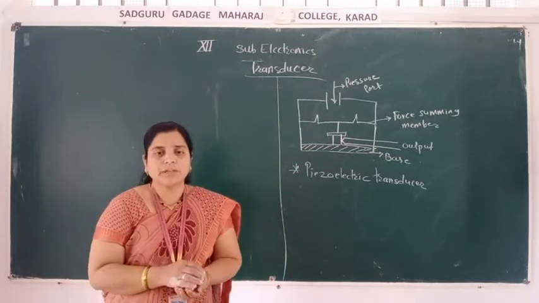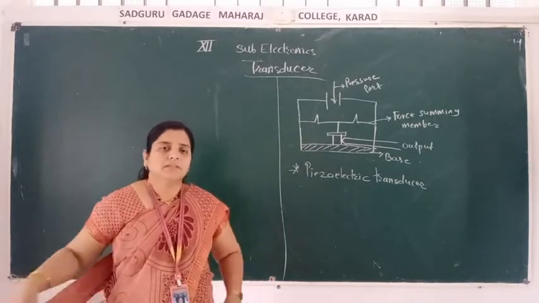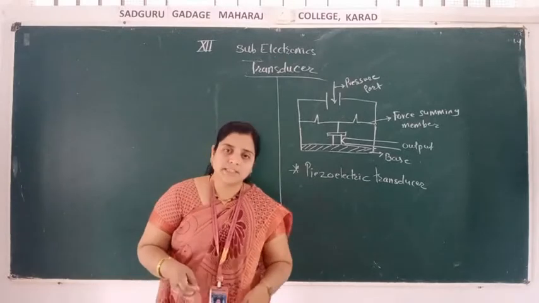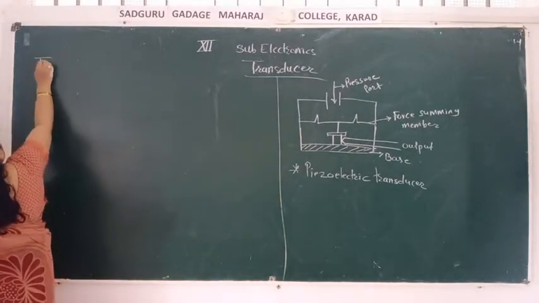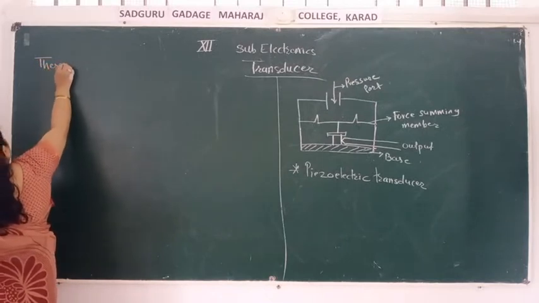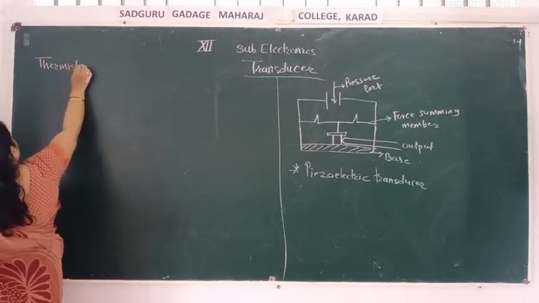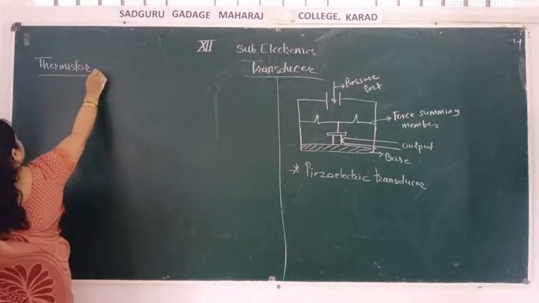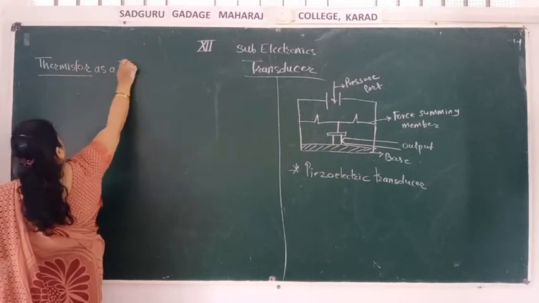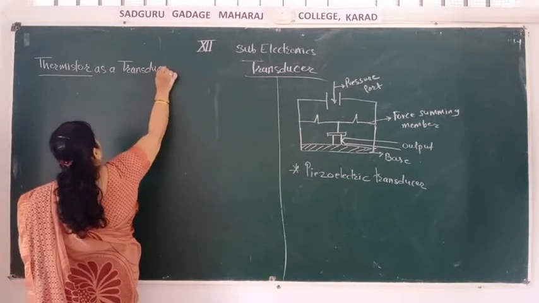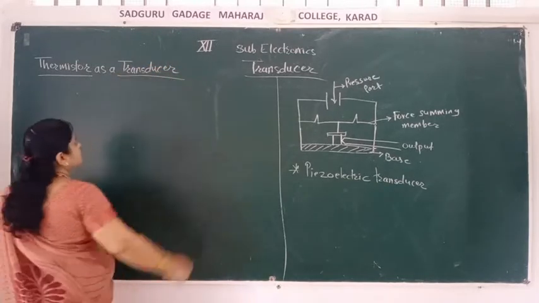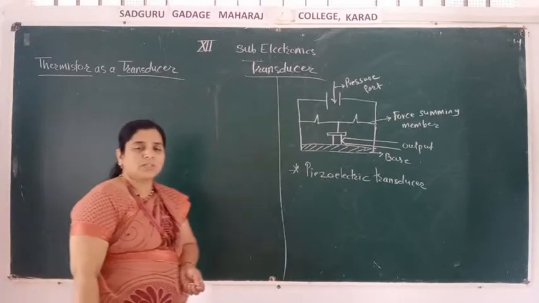Okay, today we are going to see the first type of passive transducer, the resistance transducer, that is our thermistor. Thermistor as a transducer. First of all, what is a transducer?